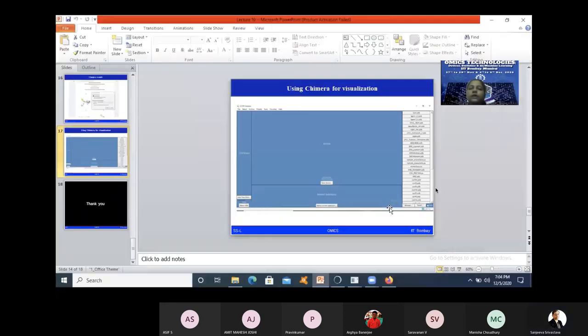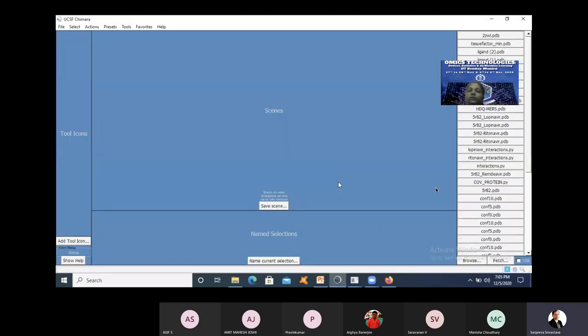Chimera is a very widely used visualization software, which really gives very high resolution pictures. So this is how the Chimera software looks. It is freely available, and the software can be downloaded and then installed on either a laptop or desktop.